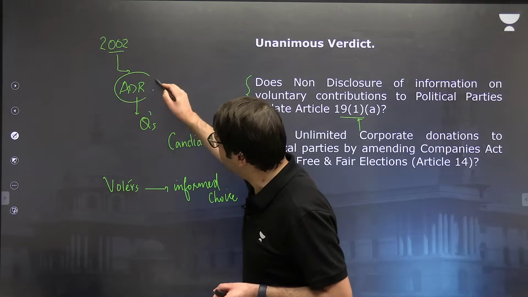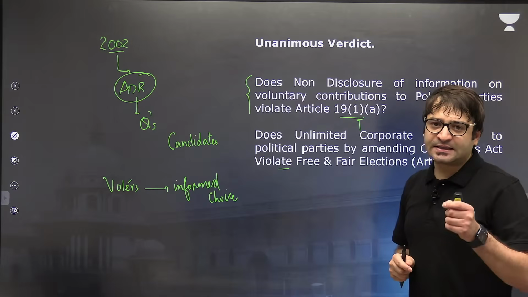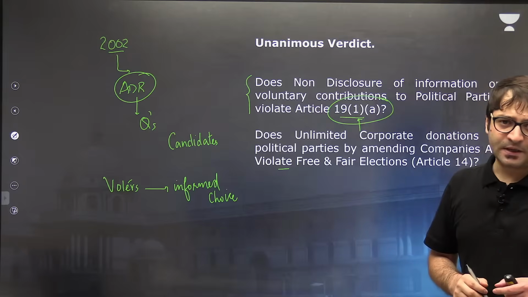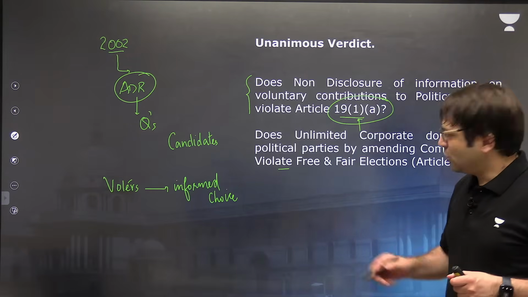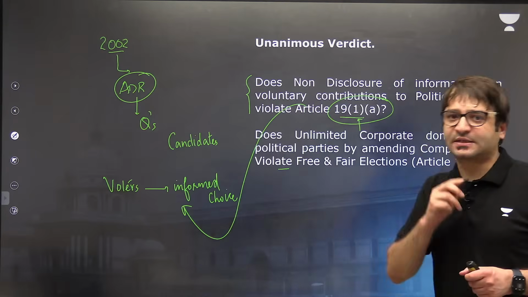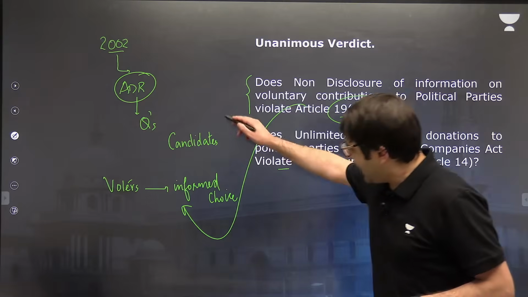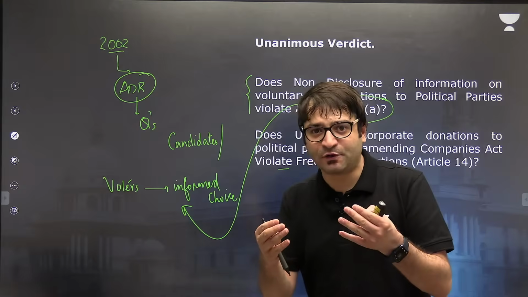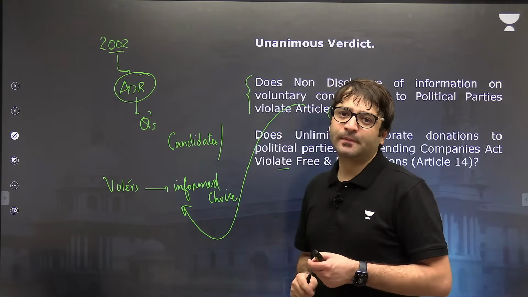The Association for Democratic Reforms approached the Supreme Court in 2002 and said, dear Supreme Court, does Article 19(1)(a) include the voters' right to information so that they can make an informed choice? The Supreme Court said every candidate contesting an election has to disclose these answers, has to provide this information to the voter so that voters can make an informed choice.